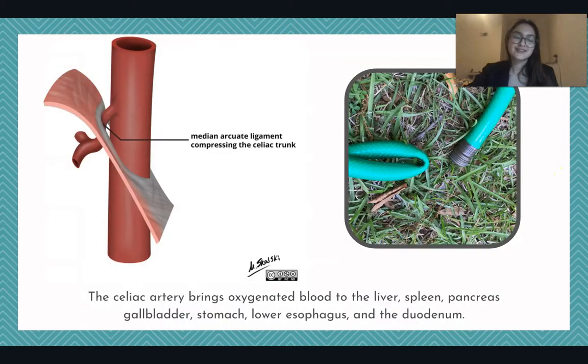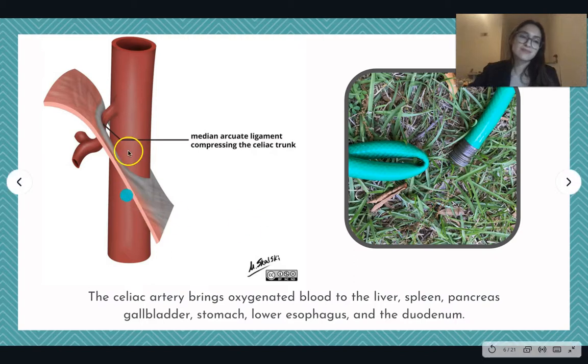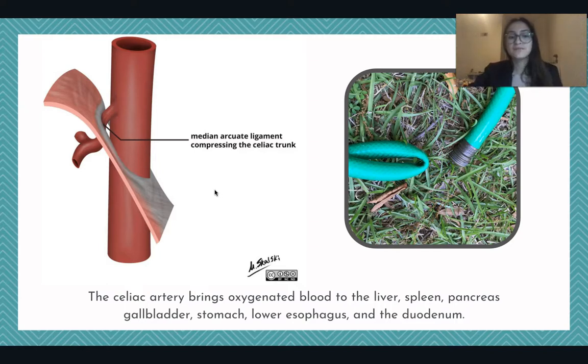Here, if we take a look at MALS anatomy from a side view, we can actually see that there is bending of the celiac artery. This is similar to a bending of a hose. Now, instead of not being able to get water to your flowers, imagine that you're having restricted blood flow to your liver, spleen, pancreas, gallbladder, stomach, lower esophagus, and duodenum.